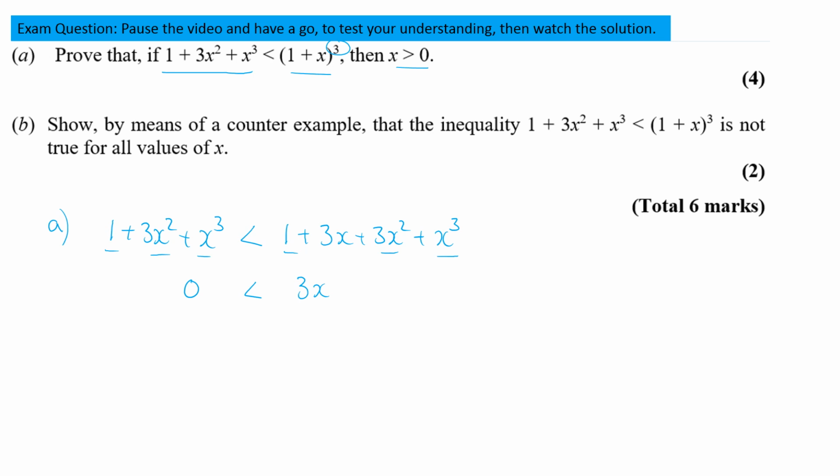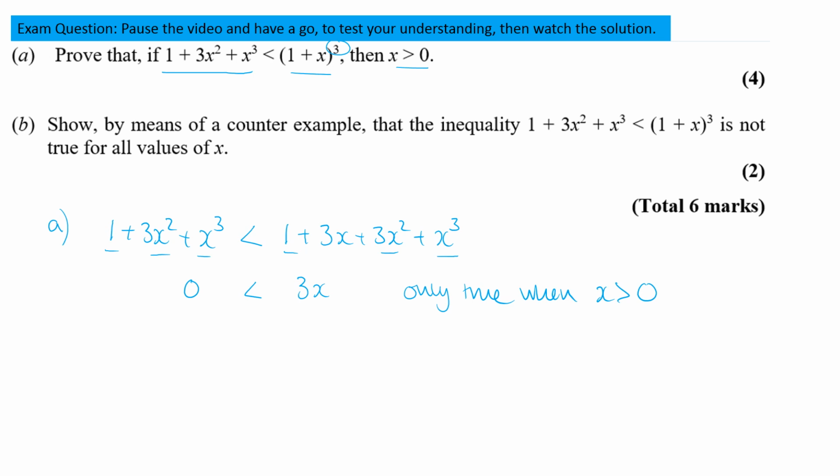Now if 0 has to be less than 3x, x can't be negative. If x is negative, 3 times a negative is going to be less than 0, because we're going to get a minus number. So this is only true when x is bigger than 0. So we've shown it and proved it for part A.